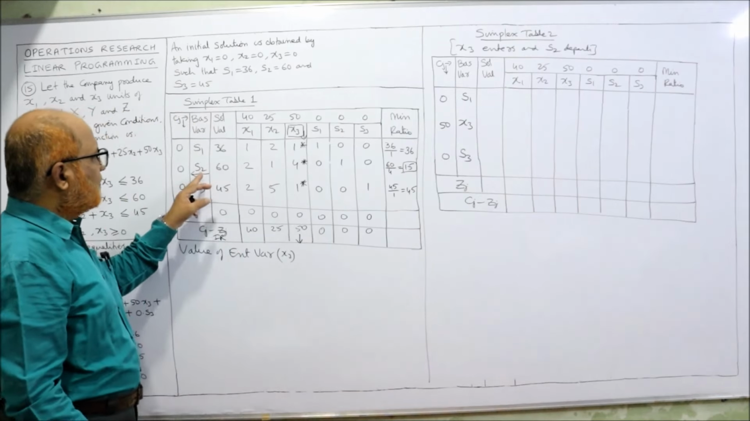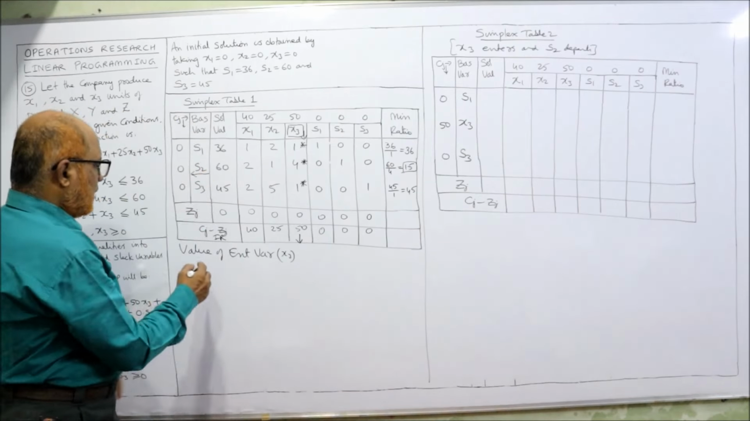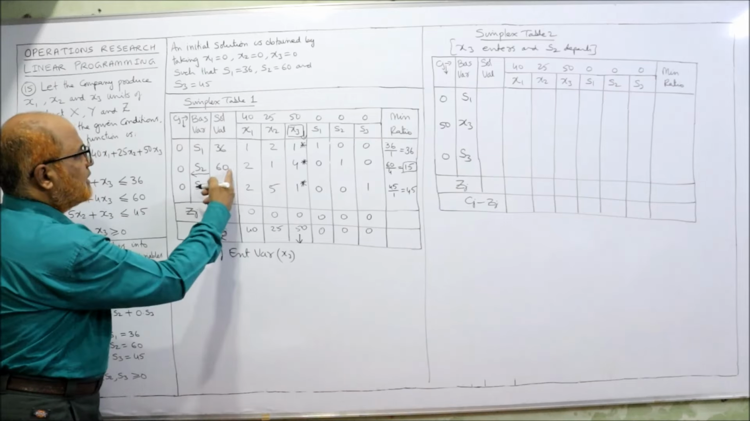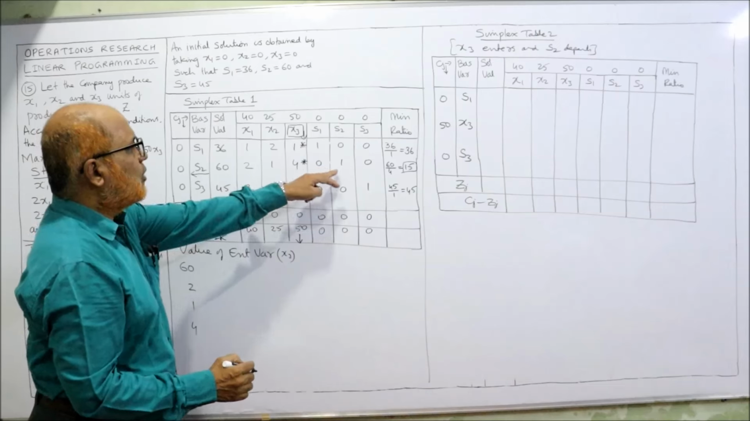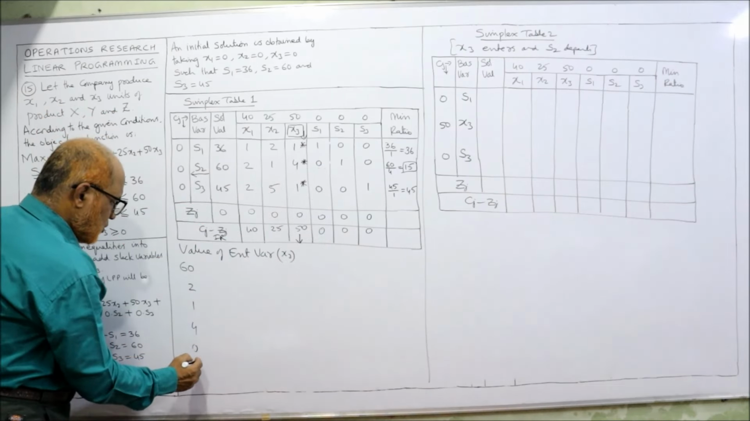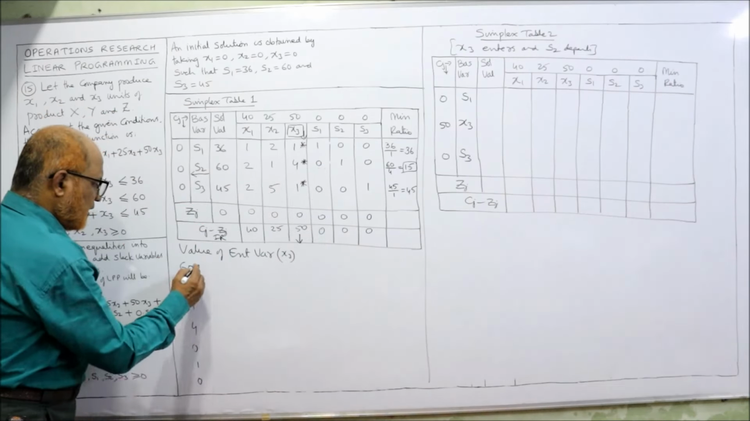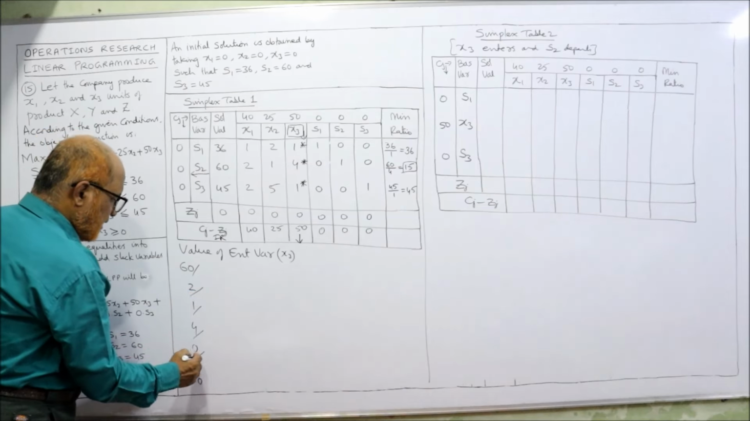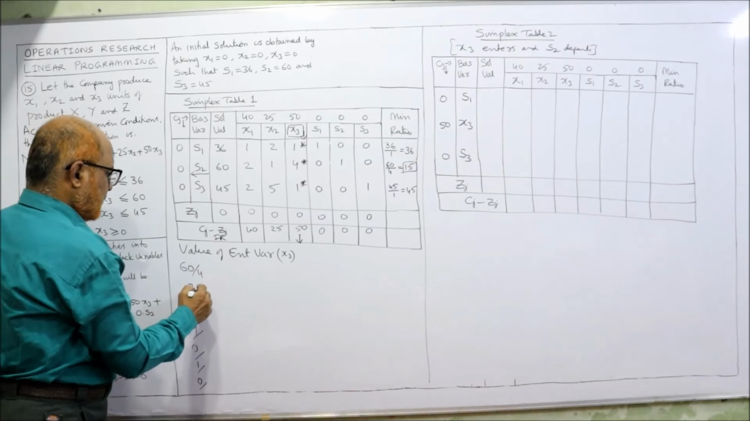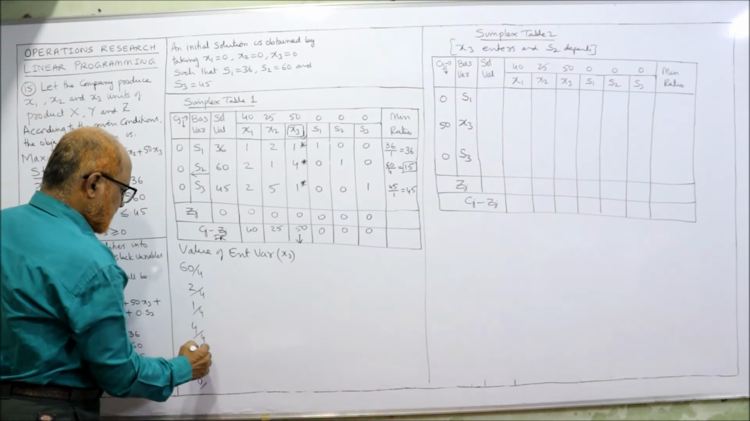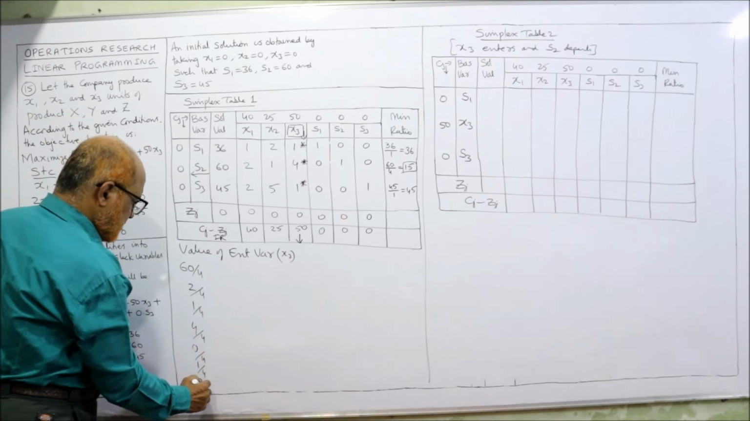So what is the departing variable? S2. The departing values are 60, 2, 1, 4, 0, 1, 0, 0, 1, 0. These are the values of the departing variable, divided by the intersectional element. Here it is 4. 4 is the intersectional element, right?